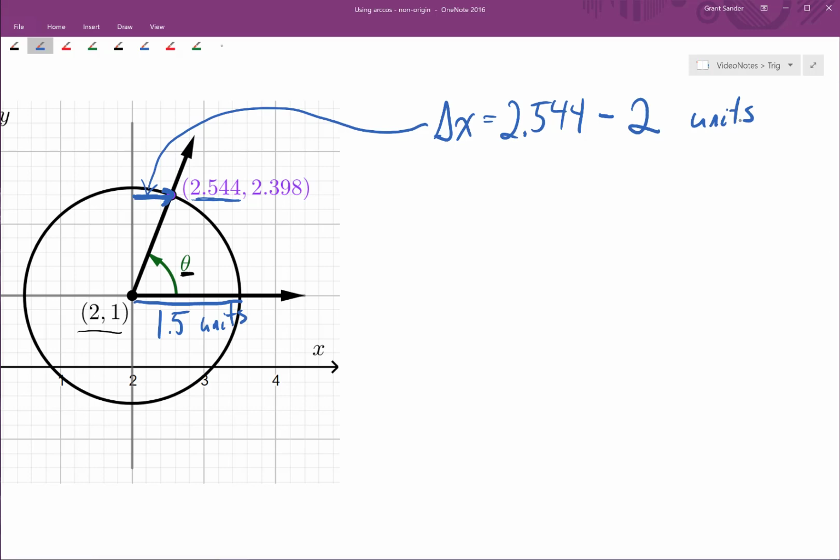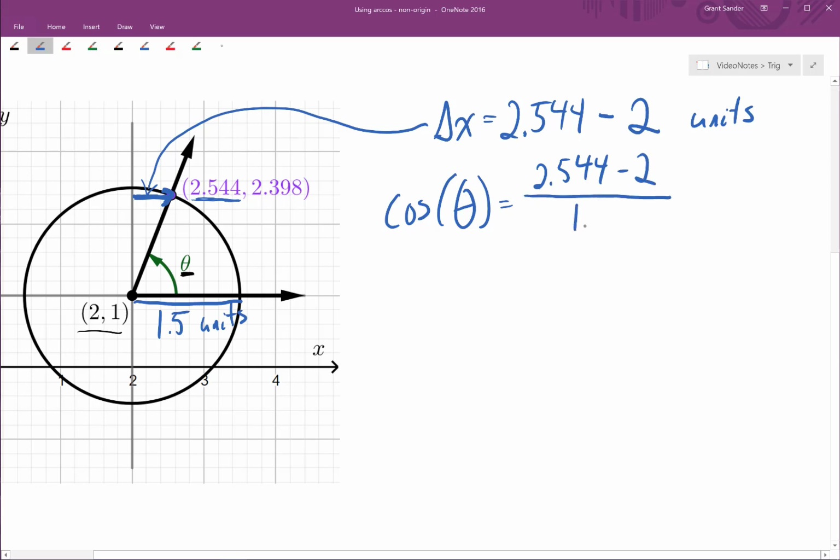However, cosine gives us that horizontal distance, but measured in radius lengths. And so if we wanted to say something about cosine of theta, it's actually that horizontal distance, which is 2.544 minus 2, but measured in the radius of the circle, which is 1.5 units long. Therefore, cosine of theta equals 2.544 minus 2, which is the distance to the right in normal units, divided by 1.5 because we're measuring that distance in radius lengths. So this statement is true.